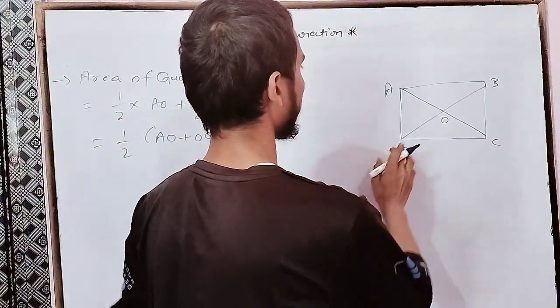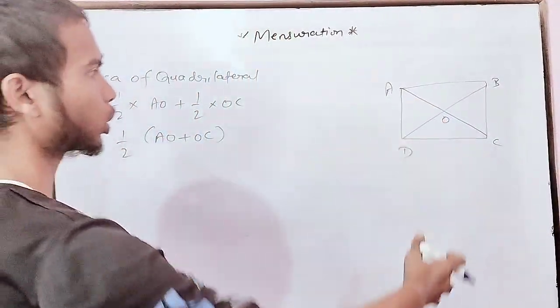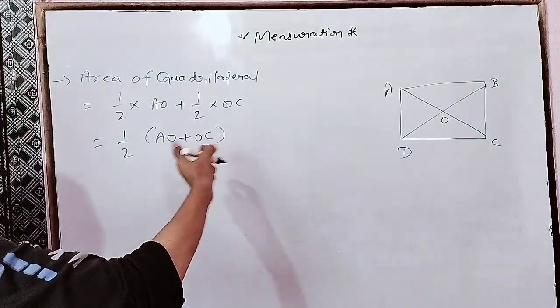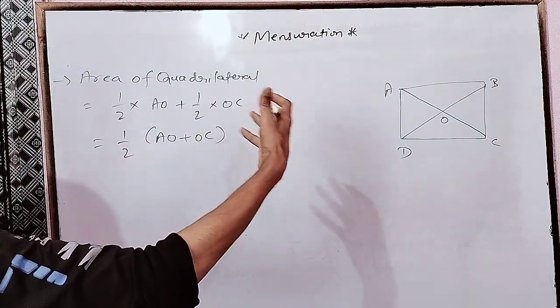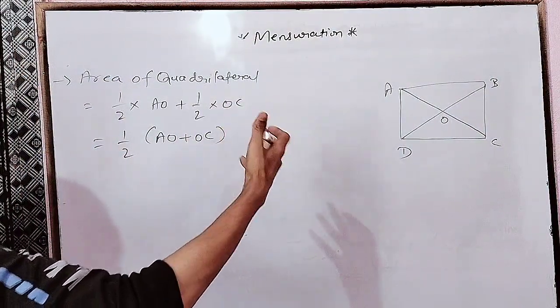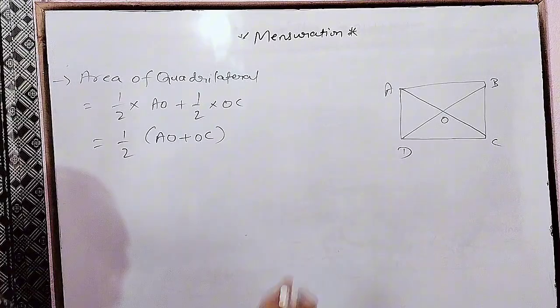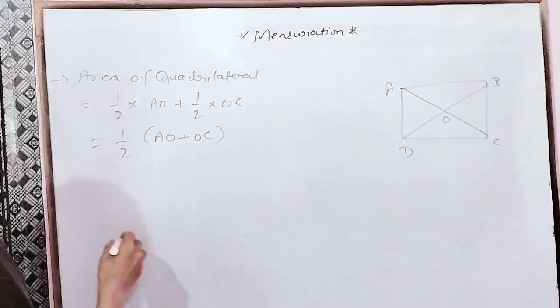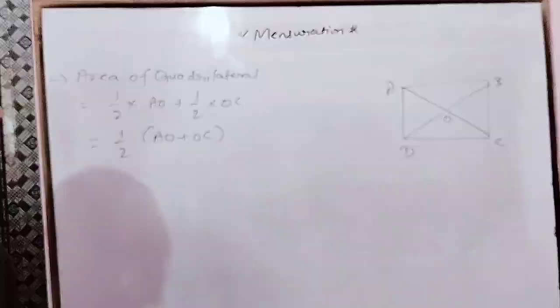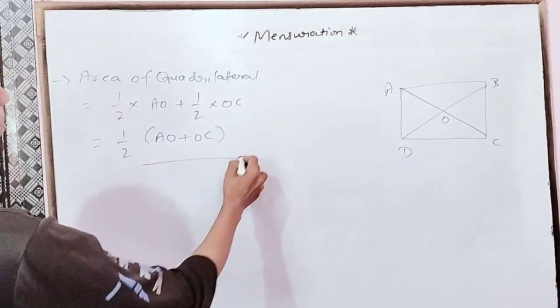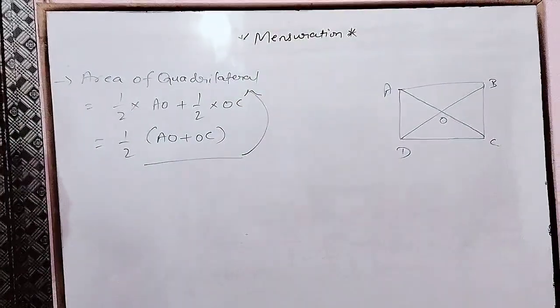Okay, so we are not taking two diagonals. Instead of taking two diagonals, one diagonal is taken. This is the formula to find the area of a quadrilateral.